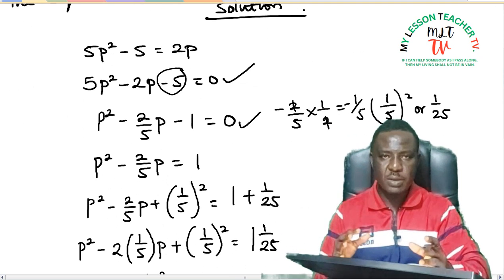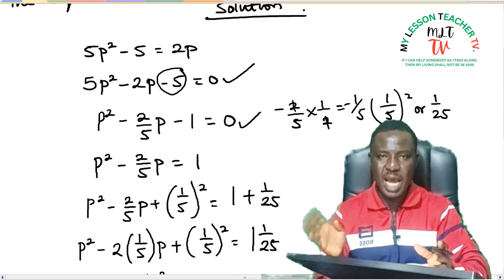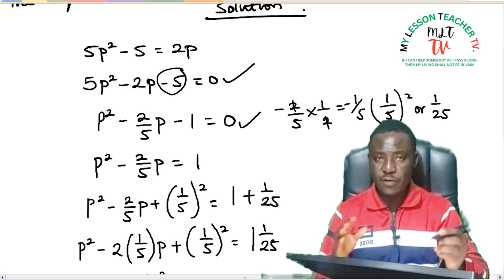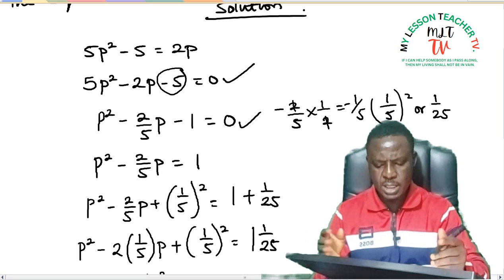You're adding it to both sides because it is an equation. You don't add it to one side and leave the other. Otherwise, the equation is not balanced. So in order for it to be balanced, you have to add it to both sides.